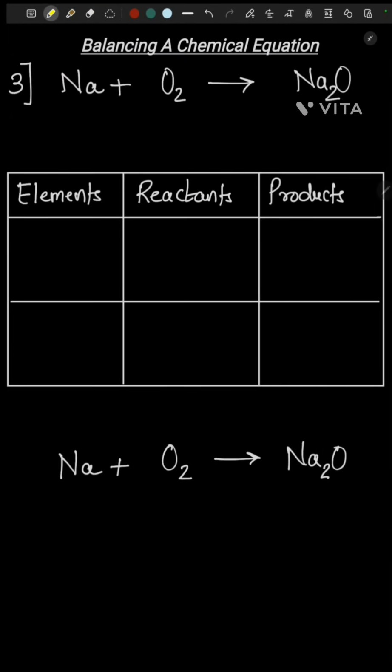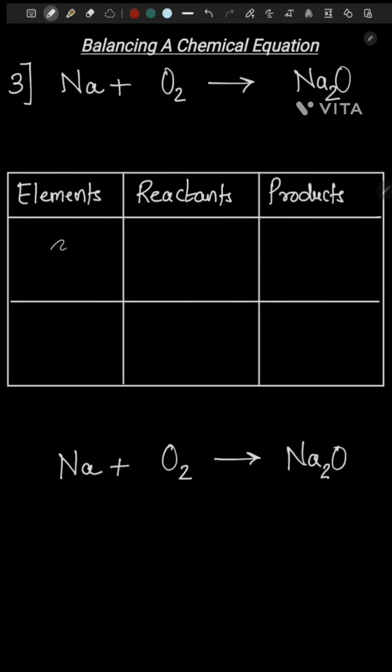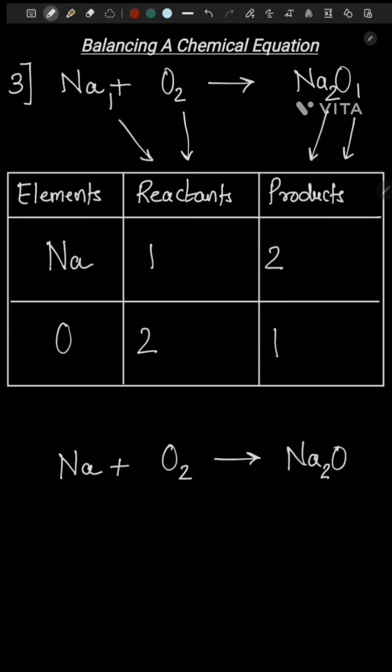For the next chemical reaction, we are going to start with the elements involved. So we have sodium as one of the elements and oxygen as the other. Now let's see the number of atoms of sodium on the reactant side. So we have here 1, so I'll put 1. On the product side, the number of atoms of sodium is 2, so I'll put 2. Same way, oxygen on the reactant side is 2, so I'll put 2. And here there is no number, means it is 1, so I'll put 1. Now, we will check whether sodium and oxygen is balanced or not. So if you check the sodium, we have 1 and 2.